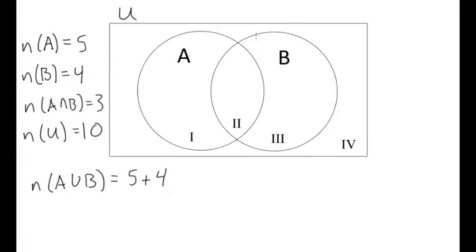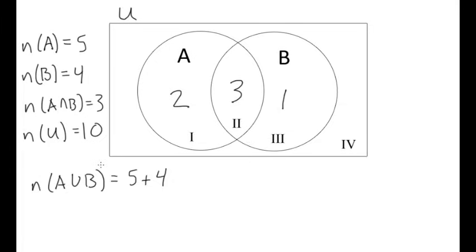Let's go ahead and label our entire Venn diagram. The number of elements in A intersect B is 3, so we should start there if we have the intersection. And so that's region 2, has 3 elements. Now set A, we know in total has 5 elements. We know 3 of those elements are in region 2, so 2 of those elements would have to be in region 1. Looking at set B, we know set B has 4 elements in total. 3 of those are in region 2, leaving us with 1 in region 3.